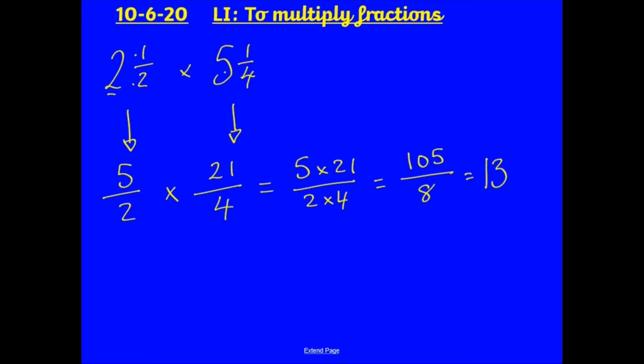Now again, it's 104 with one remainder. And obviously I was dividing by 8. So I can't simplify this any further. So the answer to this question of 2 1/2 multiplied by 5 1/4 is 13 and 1/8, as worked out here.